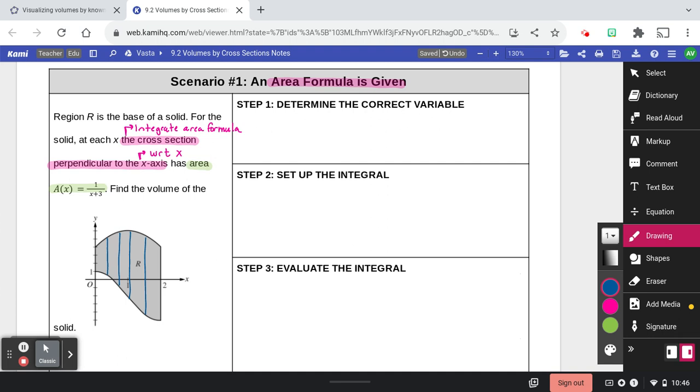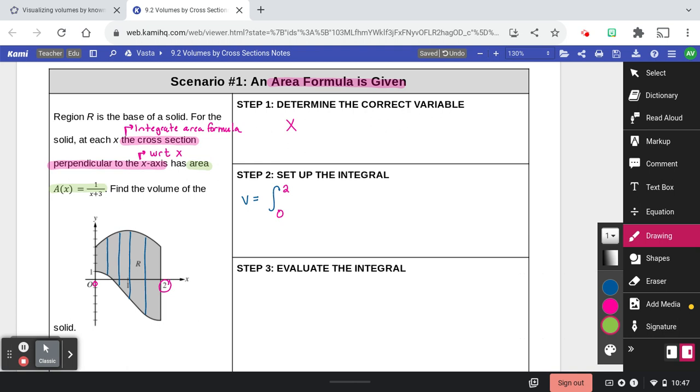So step number 1, determine the correct variable. Because it says perpendicular to the x-axis, I'm going to be using x in this problem. Set up your integral is step number 2. My volume is going to be equal to the integral from the beginning x value. Again, this is in terms of x, which in this case would be 0, to the ending x value, which in this case would be 2, of my area formula.